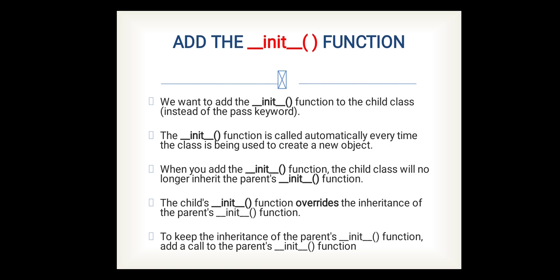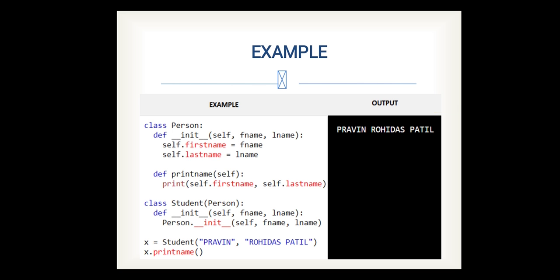Now, use the init function. We want to add the init function in the child class. The init function is called automatically every time the class is used to create a new object. When you add the init function, the child class will no longer inherit the parent's init function. So it is going to override. The child's init function overrides the inheritance of the parent's init function. To keep the inheritance of the parent's init function, you have to call the parent's init function in the child class. We'll see this in this example.